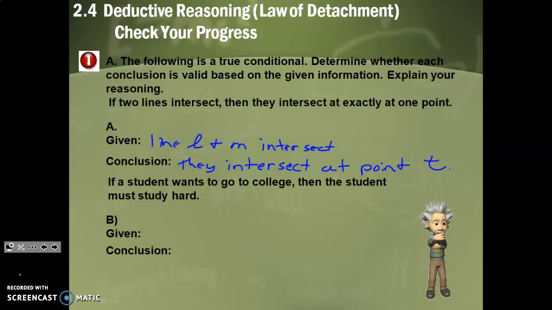So since the two lines intersect, it tells us they intersect. Now, we're not saying, oh, they could be parallel. No, the given is that they intersect each other. So then we can make a conclusion that they intersect at a point, point T.